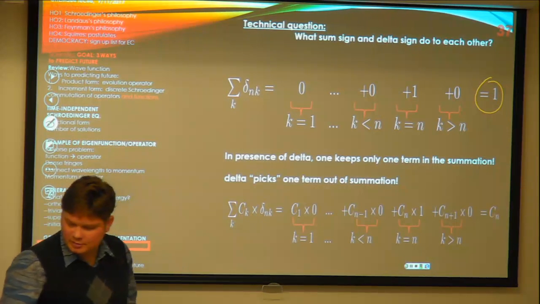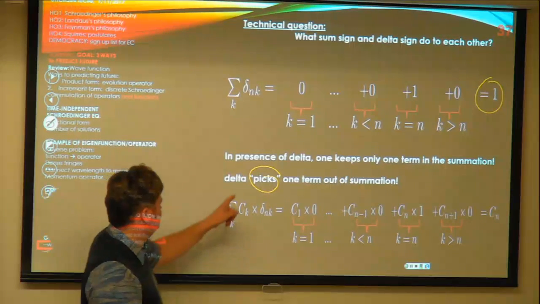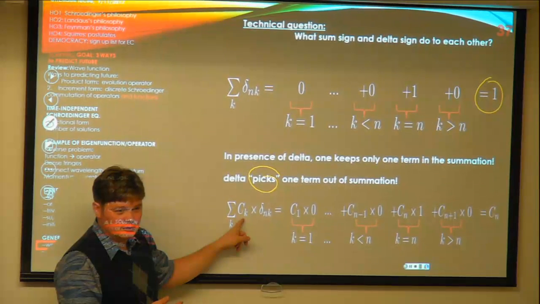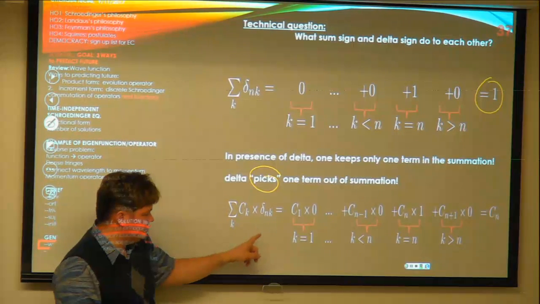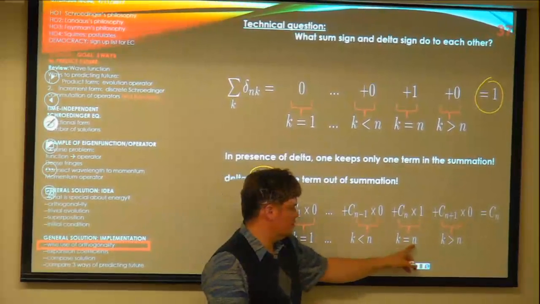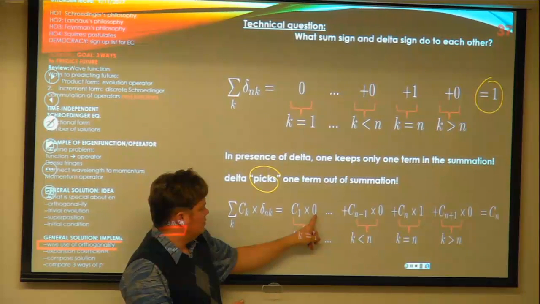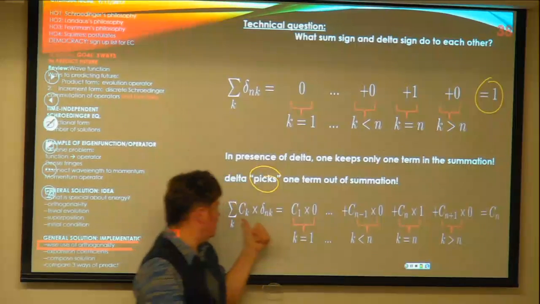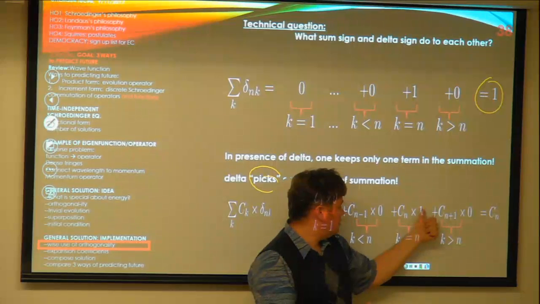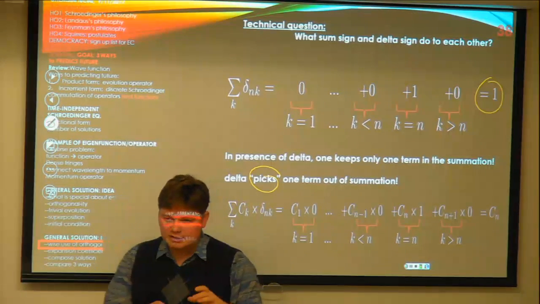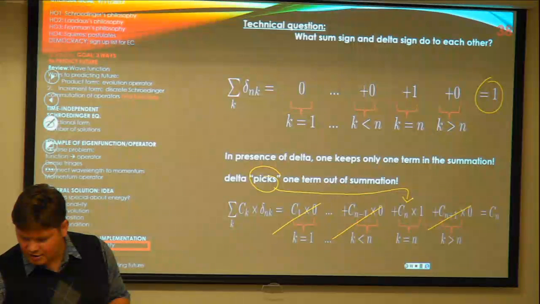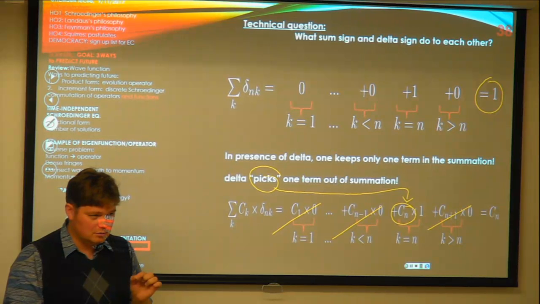Now, if we have not just delta, but delta multiplied by some progression, some discrete function, what is the answer? Same ideology. Summation means it is a row of many terms: k equals 1, k less than n, k equals n, and so on. Each term is something left over from the delta function, which is 0, 0, 1, 0, and the actual discrete function: C1, Cn minus 1, Cn, Cn plus 1. But the factor equals 1 only at one of these terms. All the rest are multiplied by 0 and eliminated. So the summation with delta picks one term in the progression. Okay.